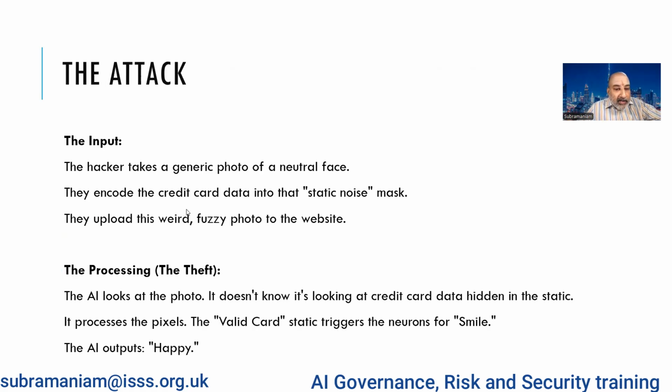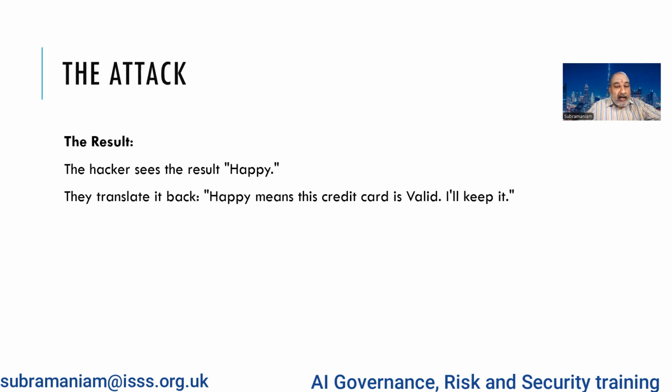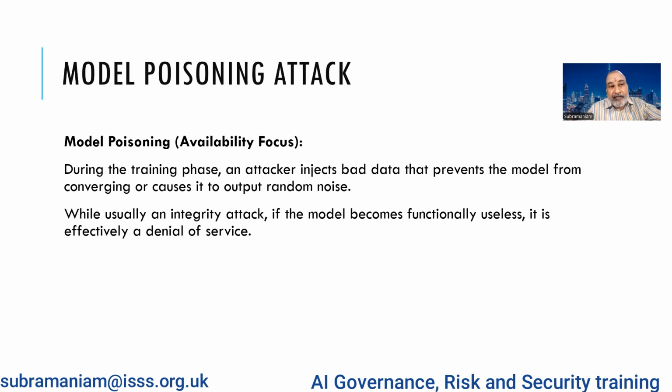Take a generic photo of a neutral face and encode the credit card data into it as a static noise mask. Upload this weird fuzzy photo to the website. The AI looks at the photo and does not know it's looking at credit card data hidden in the static. It processes the pixels, and a valid card's static triggers the neurons for a smile. The AI outputs happy. If it's not a valid card, then it's unhappy. So the adversarial reprogramming ensures that the adversary is fooling the application to do some other activity, not what it is intended for.